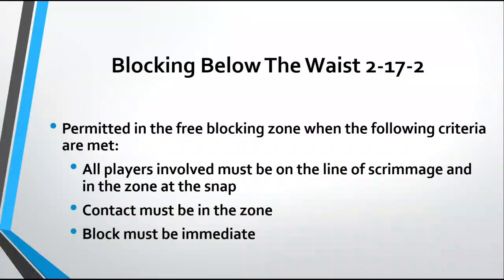We are going to talk about Rule 2-17-2, blocking below the waist. And that rule states that blocking below the waist is permitted in the free blocking zone when the following criteria are met. All players involved must be on the line of scrimmage and in the zone at the snap. Contact must be in the zone, and the block must be immediate. These requirements go for both offensive and defensive players. And they must meet all these elements to be able to legally block below the waist. If they don't meet one of them, then it's an illegal block below the waist. So we have to be sure they meet all these requirements on every play.